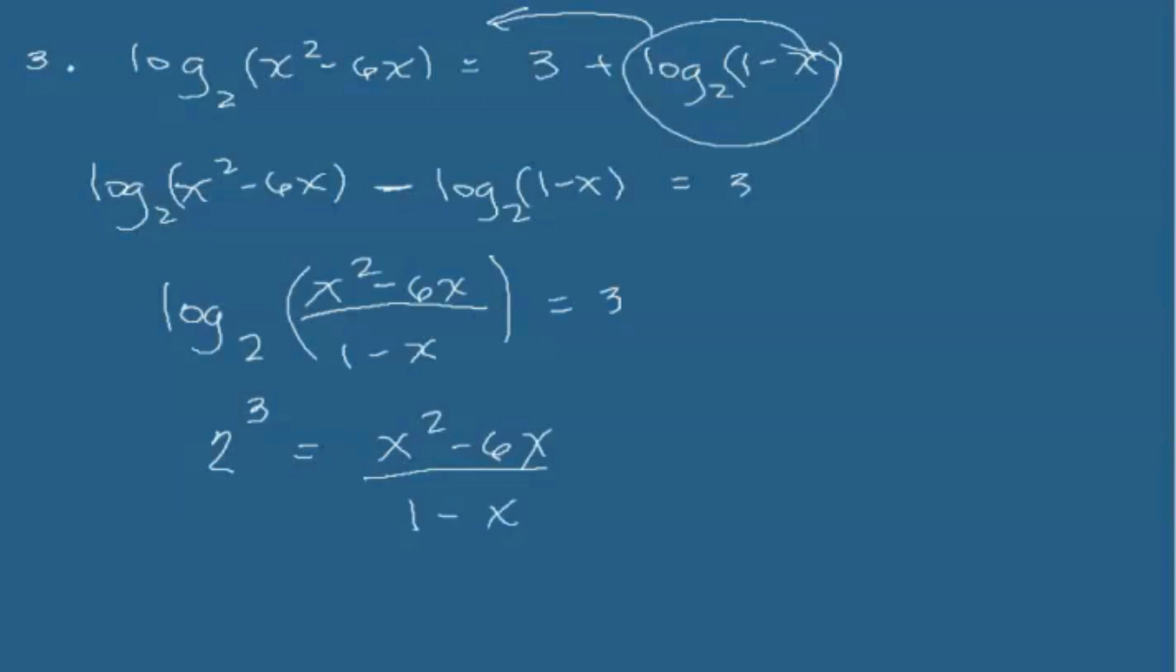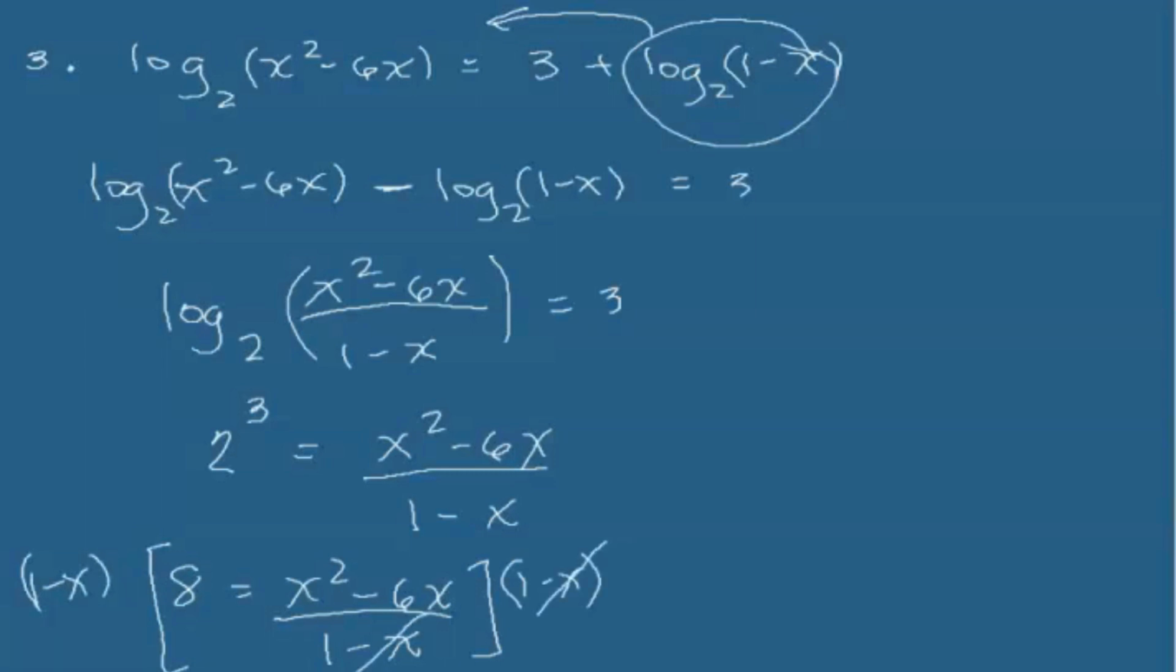2 cubed is 8, which is equal to x squared minus 6x over 1 minus x. Let's simplify. Multiply both sides by 1 minus x.